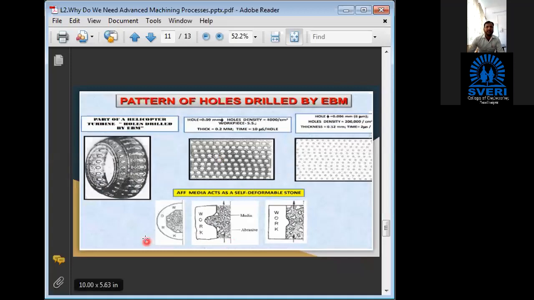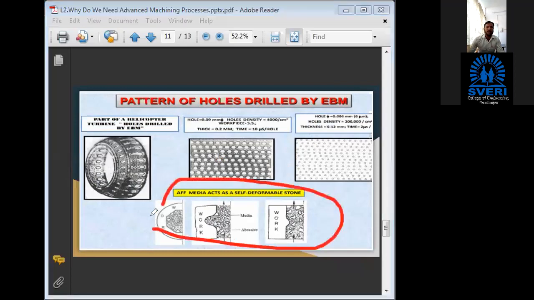Now I'm going to talk about another example. See this figure in the middle. The hole diameter in this particular case is just 90 micron, and the density is 4,000 holes per centimeter square. So the question arises: how to produce such small holes? You have to go for an advanced machining process, and that is also the electron beam machining process.